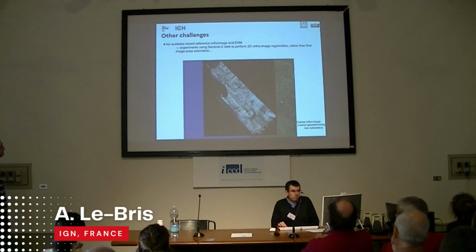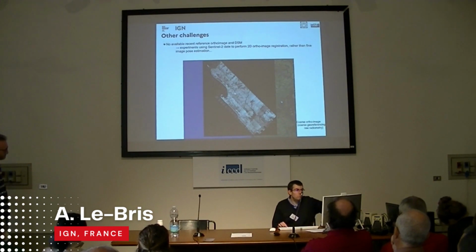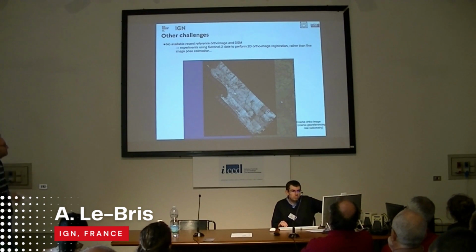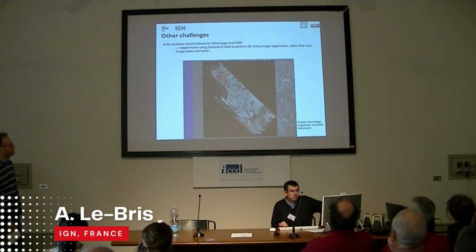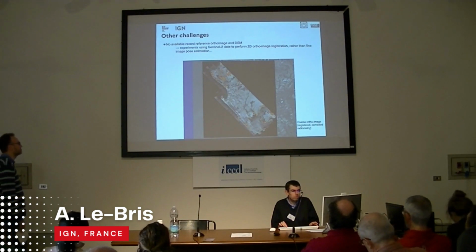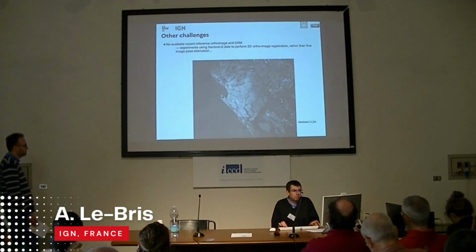Another problem related to these data sets is the fact that we do not necessarily have a recent reference ortho image and DSM to be able to perform fine pose estimation. So we tried some experiments using Sentinel-2 data to perform 2D ortho image registration. So we automatically find ground control points between Sentinel-2 and our old ortho image. And at the end we perform a simple 2D ortho image registration, which worked quite well on this kind of data.